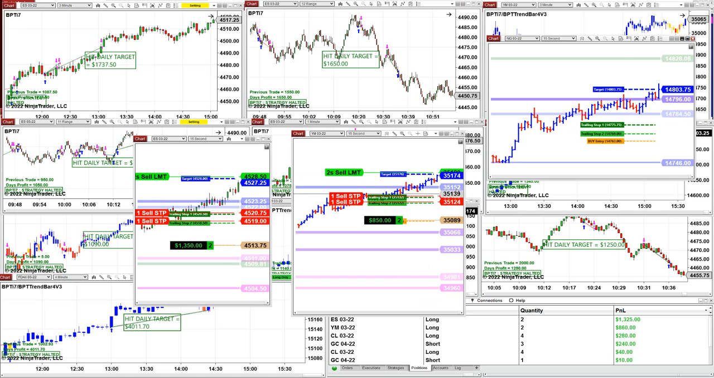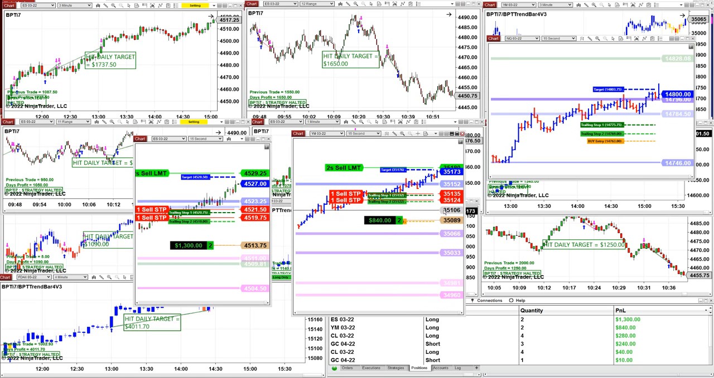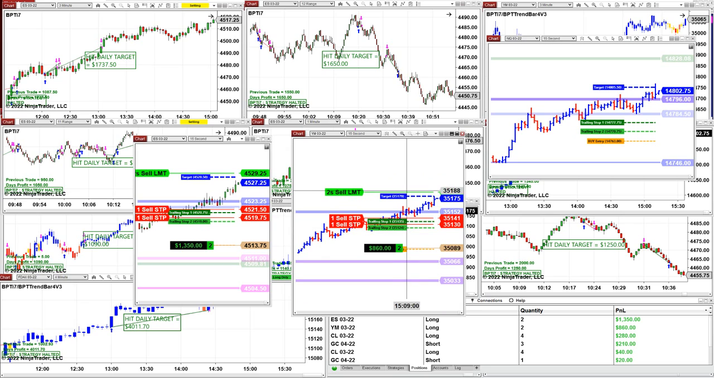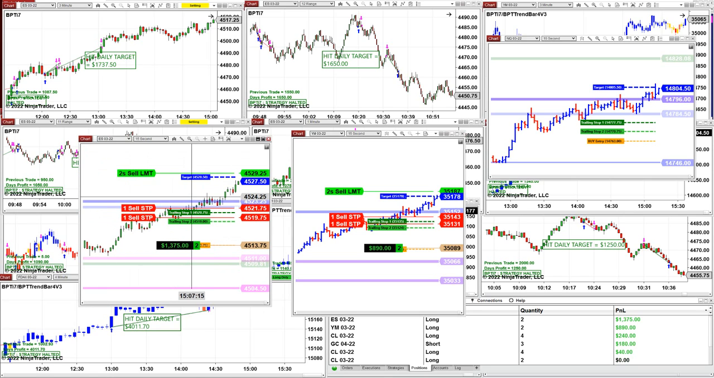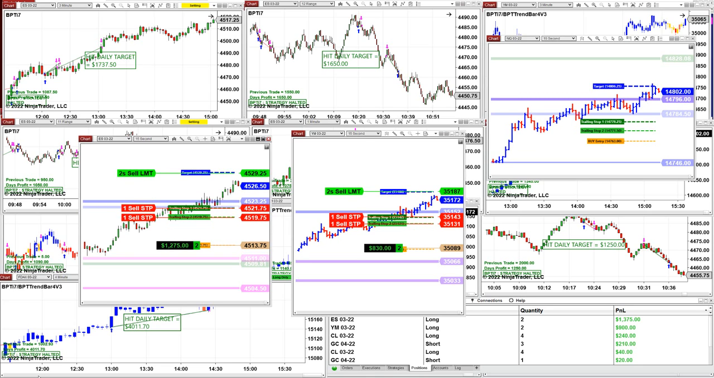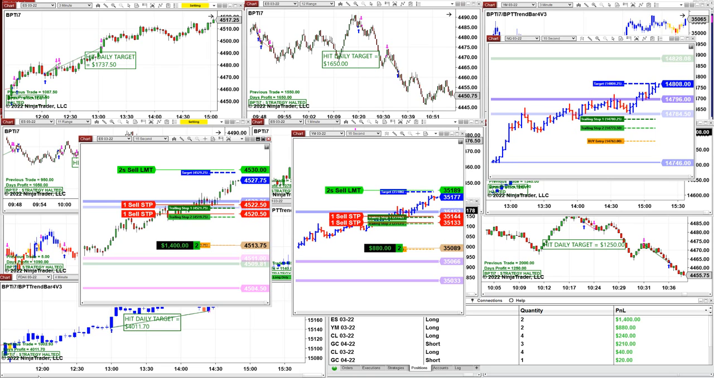And now they started playing cat and mouse with the target. And now if the system thinks there is more beef to the long side, look at this, the target extends by itself. Look, you see? And now the target starts chasing the market. If the market goes up, it tries to get the maximum out of it. And if it's not, then the target goes back down trying to close the trade. And that is clever.